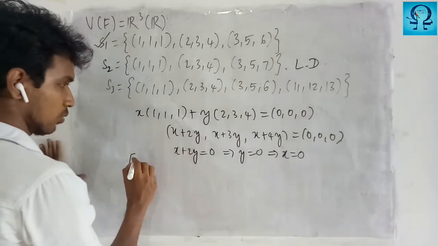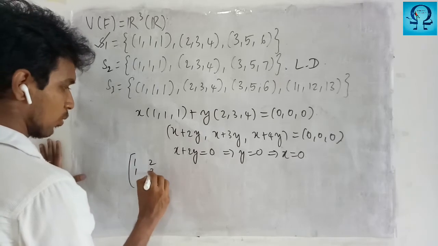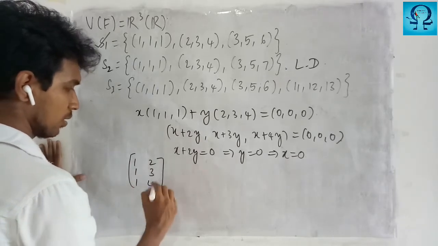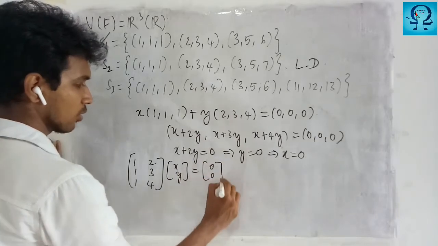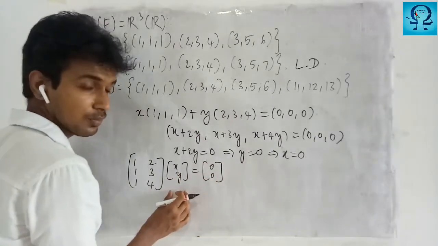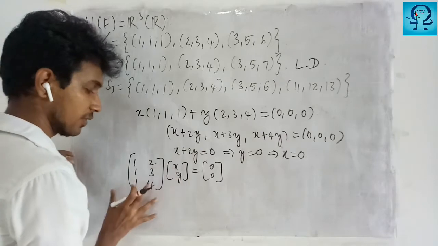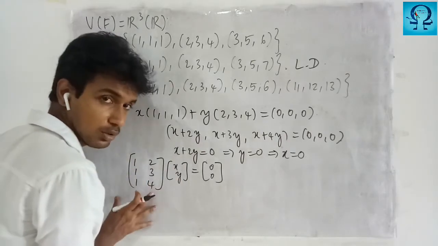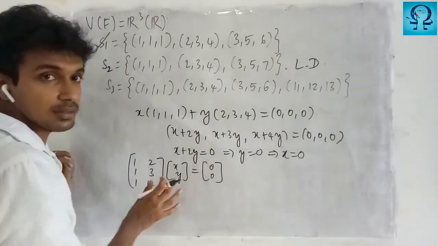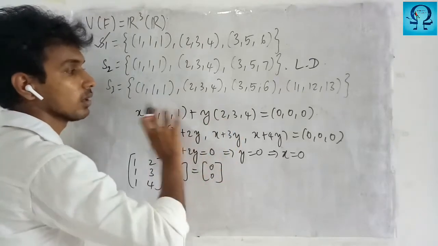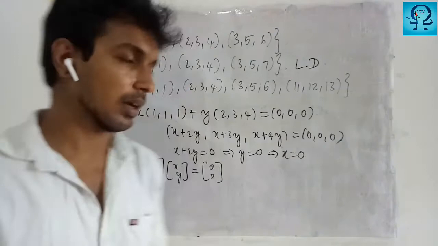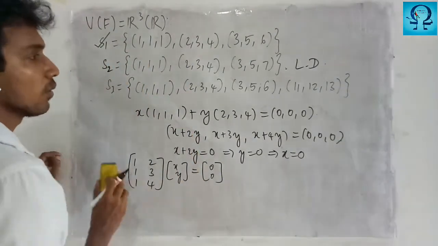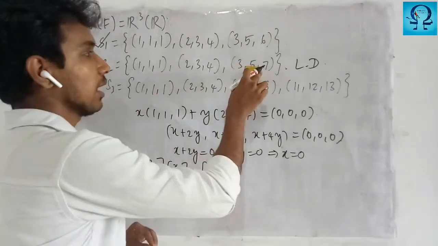Or you may try with the help of the matrix idea as well. So this is going to be 1, 2, 1, 3, 1, 4. It is to be multiplied with x and y and equated to 0, 0. Here the number of unknowns is 2. The maximum rank of this matrix can be 2. If it is 2, then it has a unique solution, which means your given vectors are linearly independent. Here it is happening. Therefore, it is linearly independent. Now we may try.